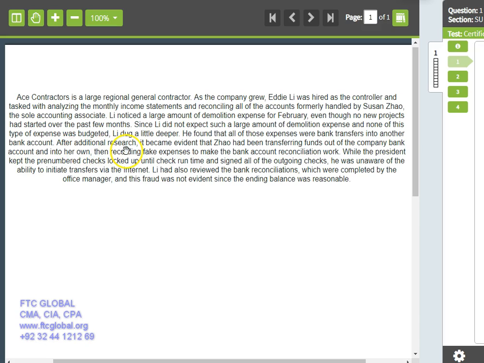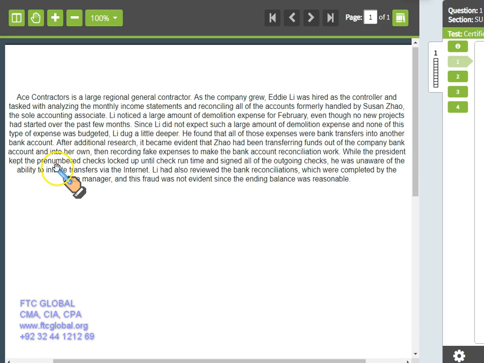After additional research, it became evident that Zhao, the former accounting associate, had been transferring funds out of the company bank account into her own account, and then recording fake expenses to make the bank account reconciliation work. That's what she has been doing. Why was it possible? When a person who is responsible to authorize a transaction also has access to accounting records, this will happen. That is the reason there has to be segregation of duties.